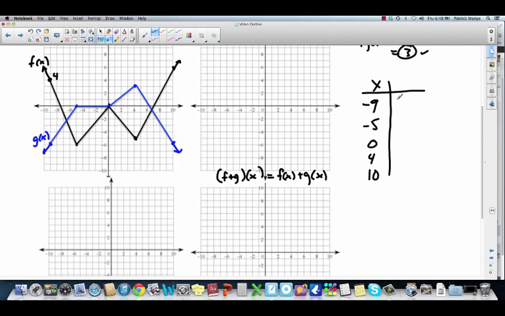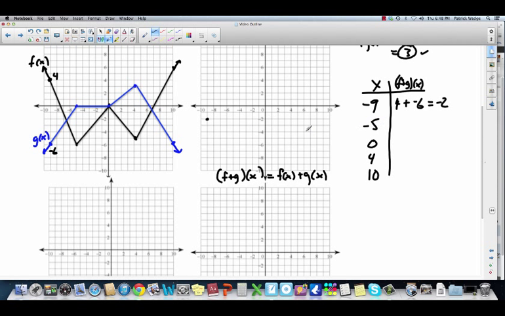So we have 4. This is our f plus g of x equals 4 for f of x plus, what's the g of x when x is -9? It is -6. So we get 4 plus -6 is -2. I'm going to write that in there, -6. I'll make it faster for me later. So one point we have is -9, -2. Okay, now we just do the same thing for all the pretty points.